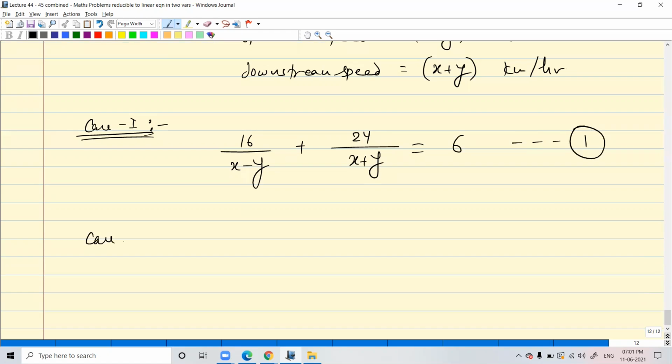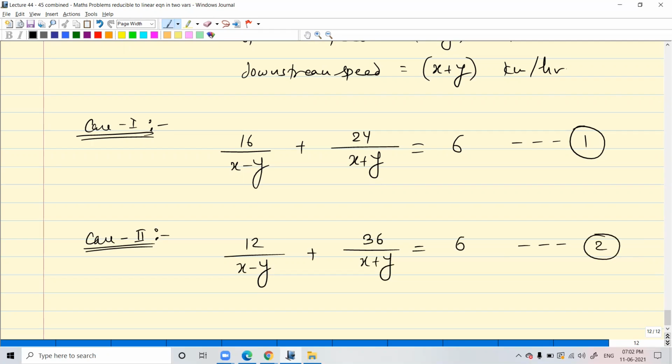Then the case 2. In second case, what happens? 12 kilometers upstream, so 12 by x minus y, plus 36 kilometers downstream, so 36 by x plus y. And the total time? It took the same time, they said. So this should also be equal to 6 only. So tell me if everyone is able to understand how these equations are formed.